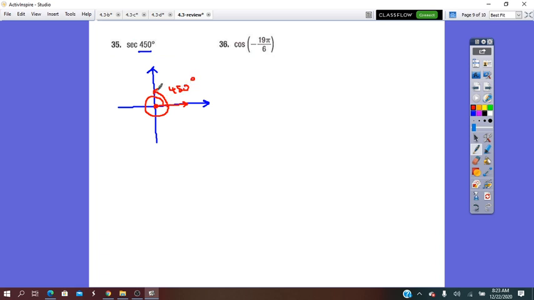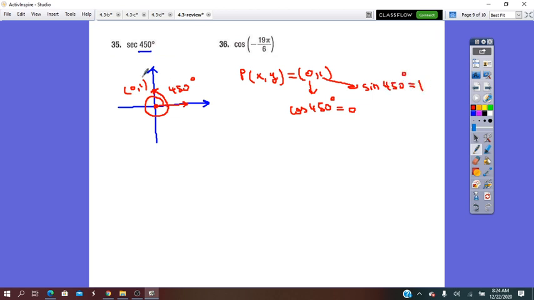Then 450 degrees corresponds to the point 0, 1 coordinates. And from here we can say that cosine 450 degrees equals 0, and the sine 450 degrees equals 1. Then secant 450 degrees, this is the reciprocal of cosine. And it will be 1 over cosine 450, it is 0, and this is undefined.